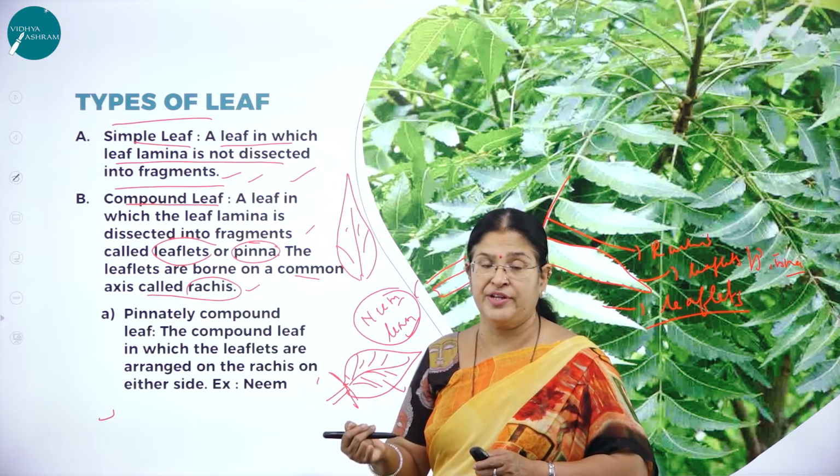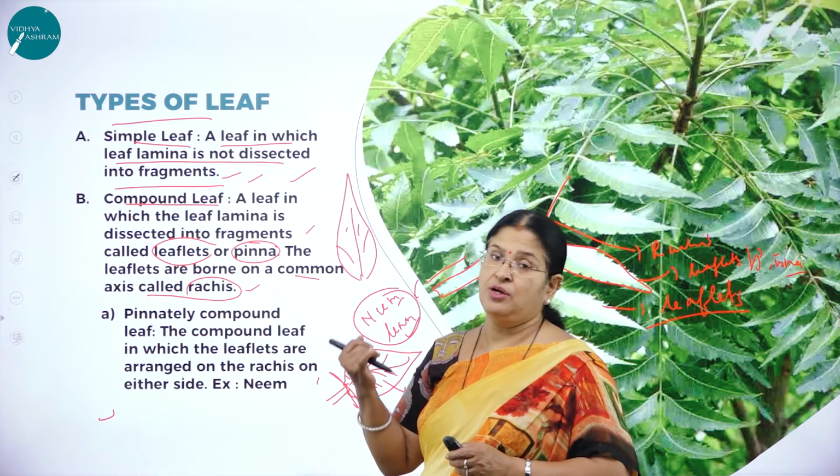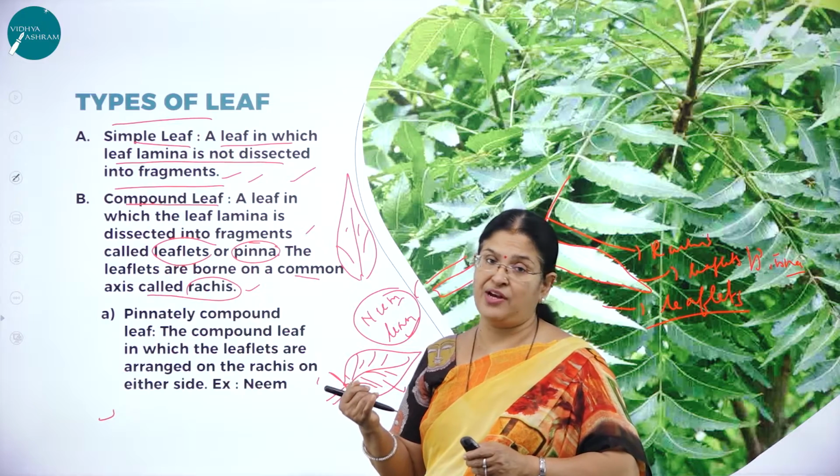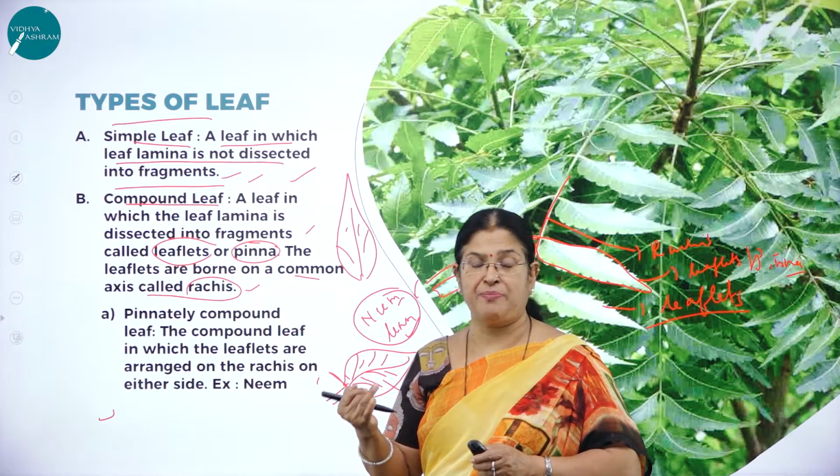Hope you have understood what venation is. What are the types of venation? What is venation? Venation is nothing but the arrangement of veins and veinlets on the leaf lamina. What are the two types? Reticulate venation and parallel venation.